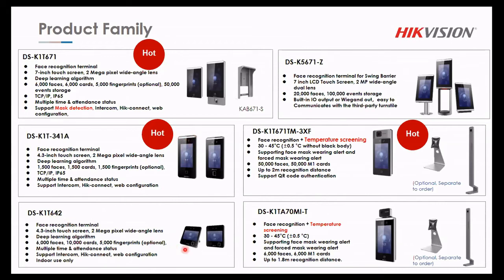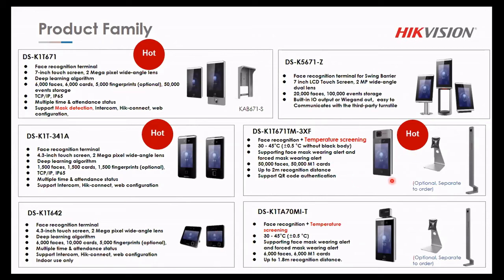And the 642 is even a smaller module. It's a very, very small module, but this has got a capacity of up to 6,000 faces, 10,000 cards, and 5,000 fingerprints. It's got the deep learning. So all these guys have got deep learning algorithms built in for the anti-spoofing and so forth, making sure that we have an image there of a real person. Okay, this guy's indoor use only. So it's a very nice unit for authentication or clocking in and those kind of things.